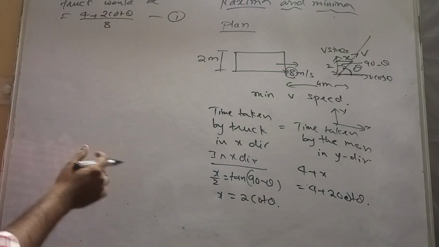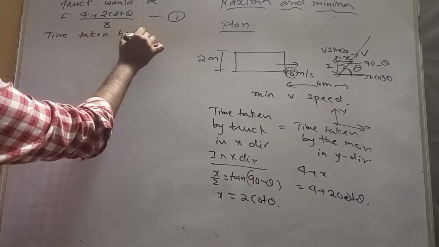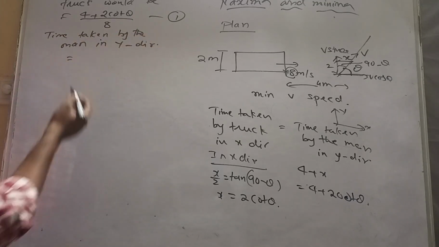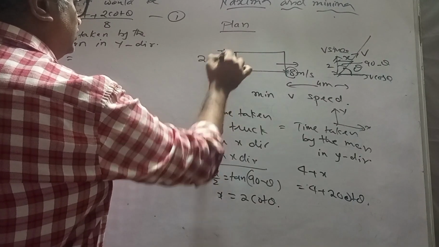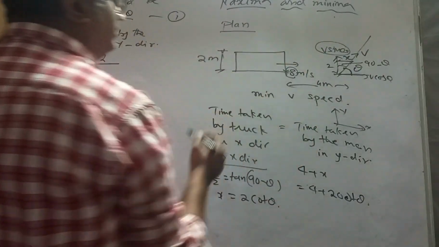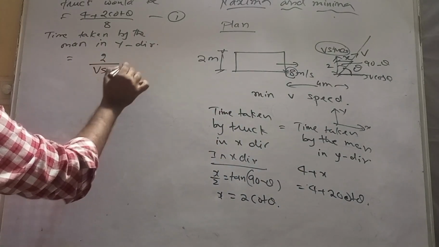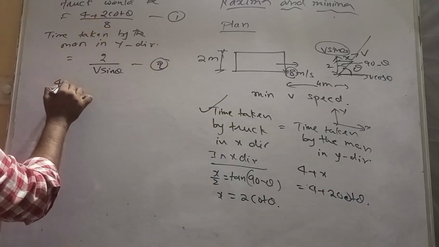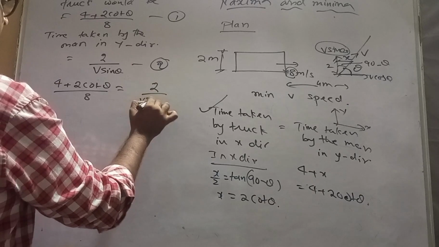Now we need to find out the time taken by the man in y direction. This is also distance by speed. He has to clear this width part, so it is 2 meters, divided by the vertical component, because in that direction the vertical component will be active, so 2 by v sin theta. This is my equation 2. As per this concept, both are the same. So (4 plus 2 cot theta) divided by 8 is equal to 2 by v sin theta.